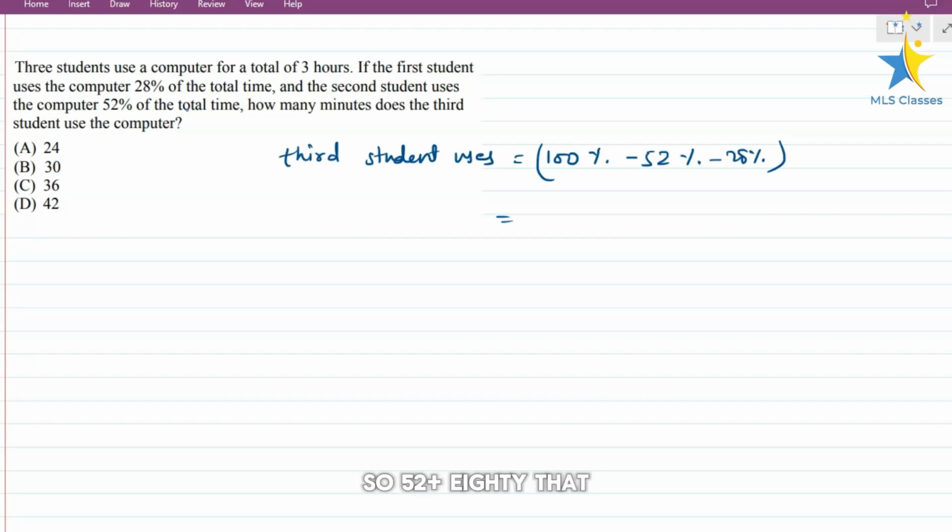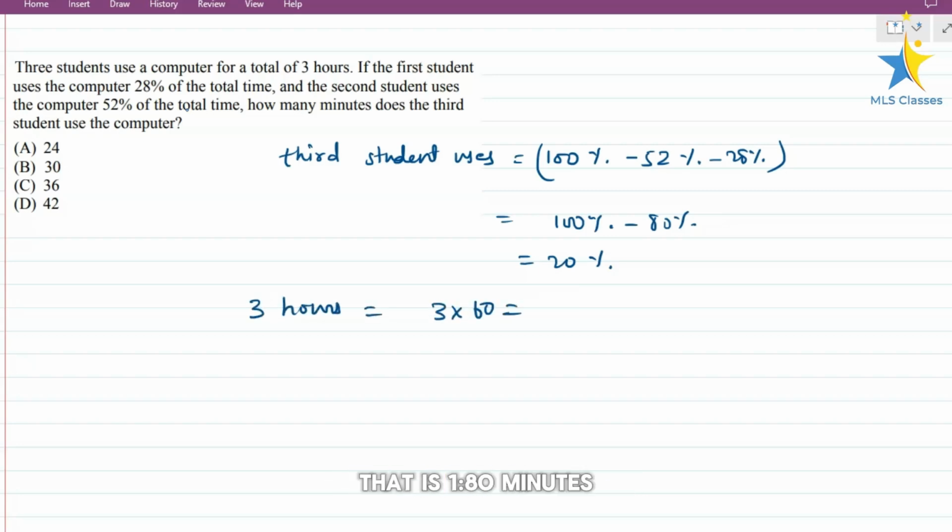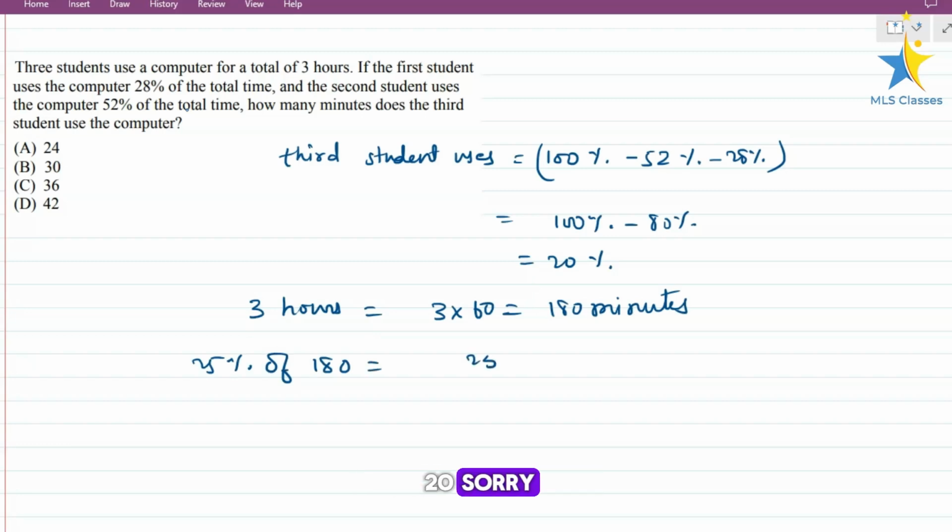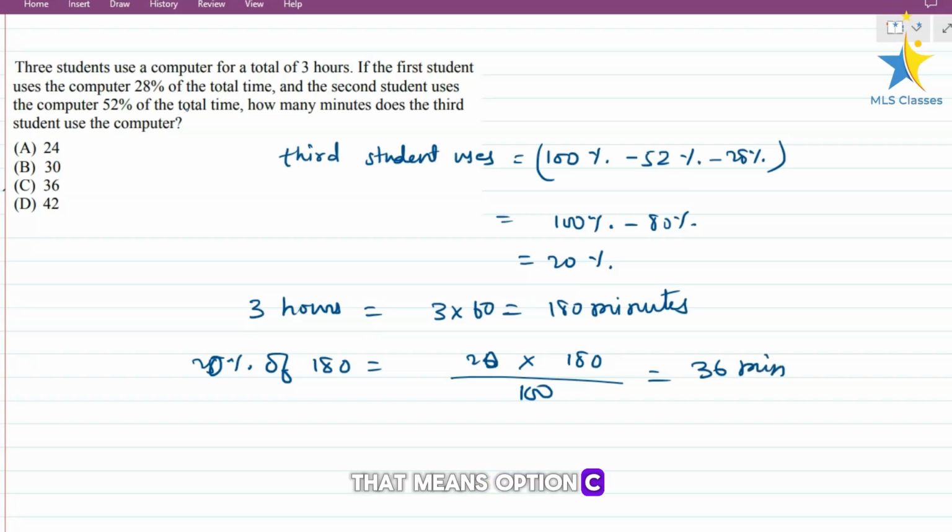So 52 plus 28, that is 80. So we will be getting 100% minus 80%, which is equal to 20%. That means the third student is using 20%, and 3 hours is equal to 3 times 60, that is 180 minutes. So we basically need to find 20% of 180. So 20 times 180 over 100, we will be getting 36. So 36 minutes. That means option C is the answer.